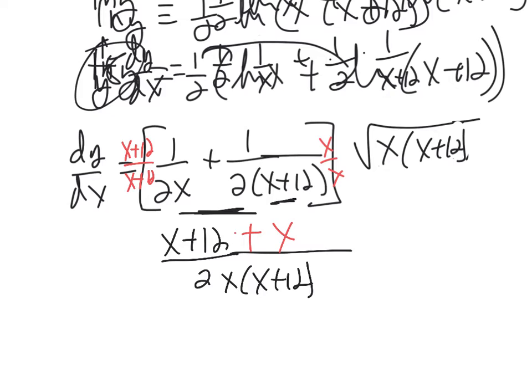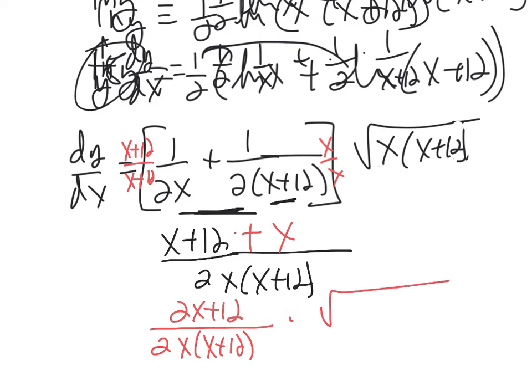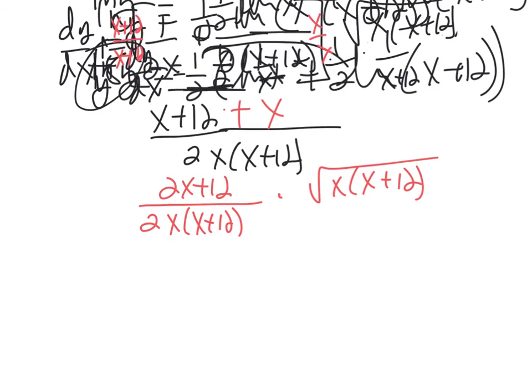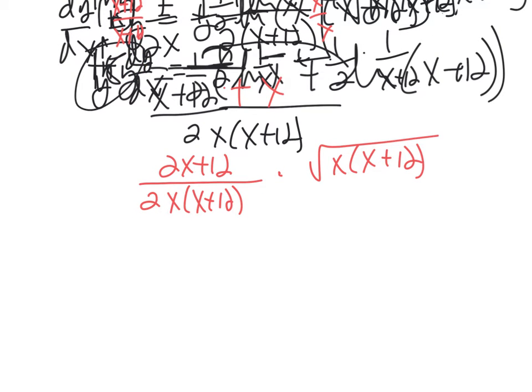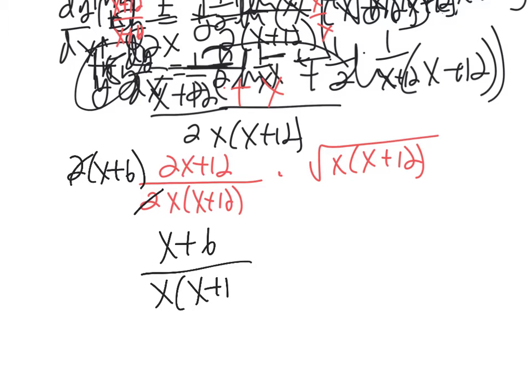And then what I see is 2x plus 12 over 2x times x plus 12. And of course, this is getting multiplied by the square root of x times x plus 12. And then I can factor a 2 out of that numerator, right? I can think of that as 2 times x plus 6. And then that 2 and that 2 can be removed. So I'm left with x plus 6 over x times x plus 12 times the square root of x times x plus 12.